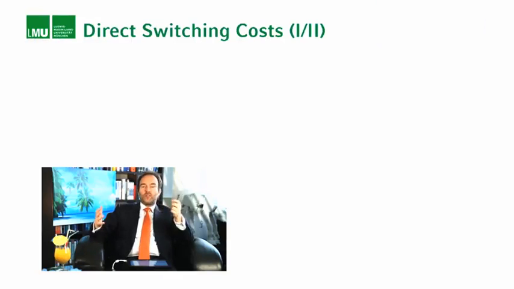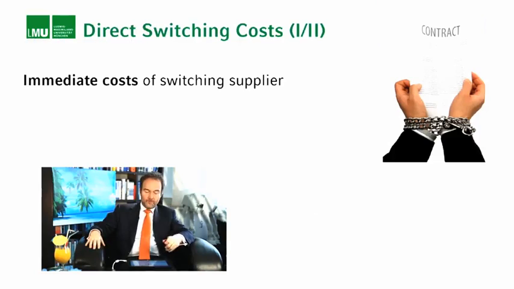We're now going to look at three different types of switching costs: direct switching costs, relationship-related switching costs, and product-related switching costs. So, what are direct switching costs? How do we think about direct switching costs? Well, these would be immediate costs that you incur when you switch suppliers.